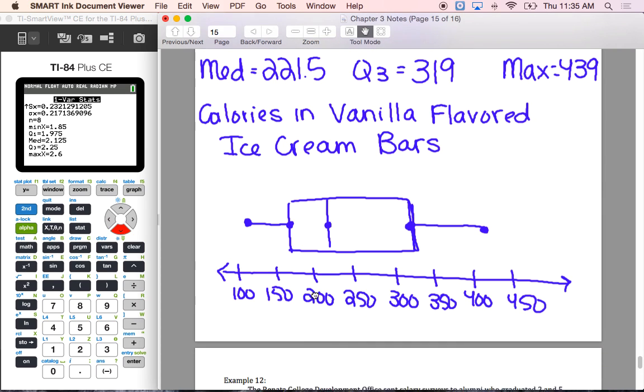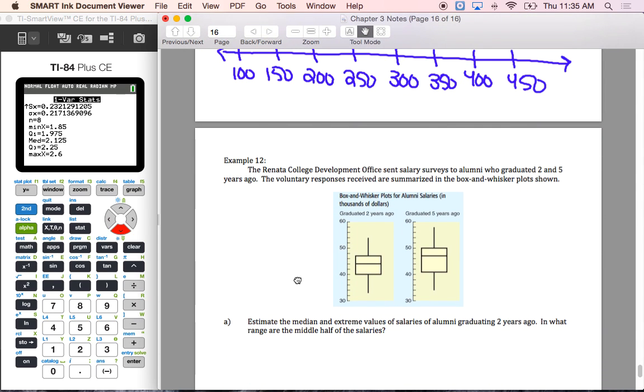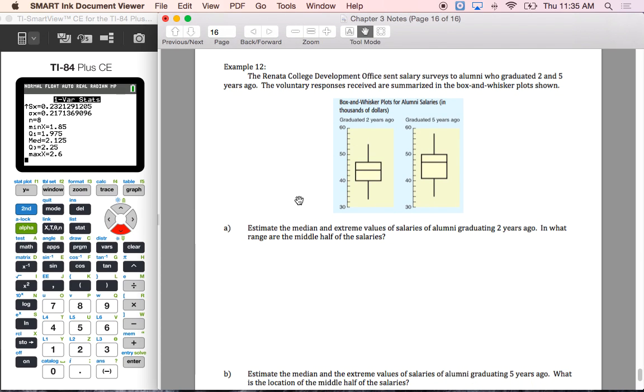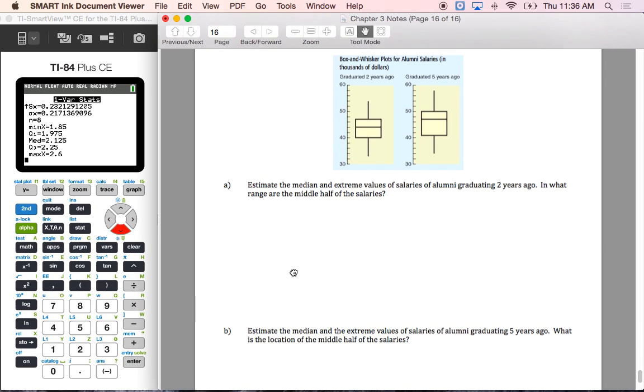Now we can also look at box and whisker plots to find information. So here I have the Renata College Development Office sent salary surveys to alumni who graduated 2 and 5 years ago. The voluntary responses received are summarized in the box and whisker plots shown. If you look at your 2 plots there, they want you to look at the 2 years, the one on the left. Estimate the median and the extreme values of salaries, and what is the range for the middle half of the salaries.